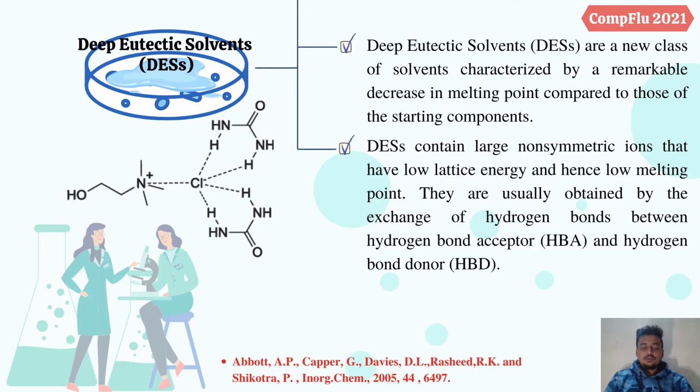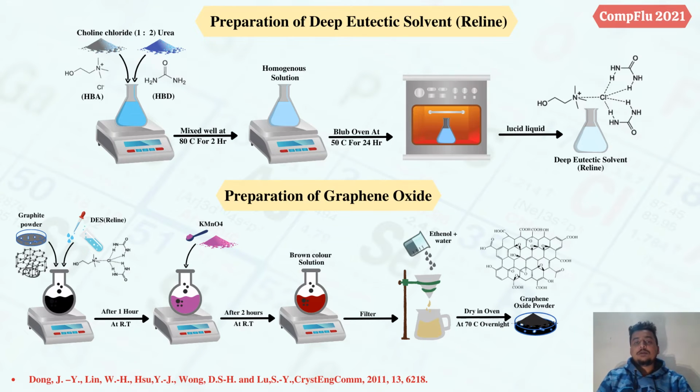So let's go to the synthesis part. First we prepare reline. For reline preparation, we take choline chloride and urea in the ratio of 1:2. We mix this mixture at 80 Celsius, so we get a reline mixture. We take this reline mixture to synthesize graphene oxide.